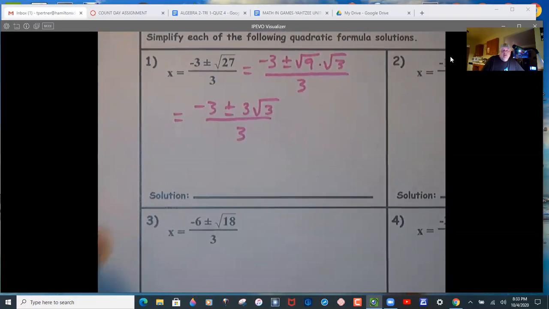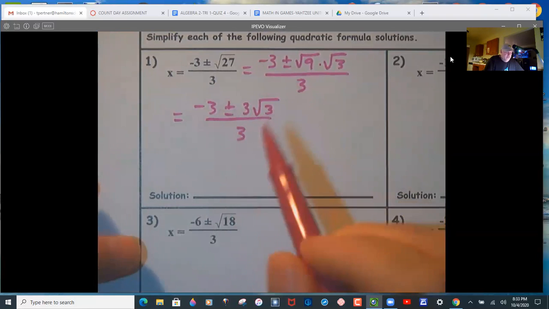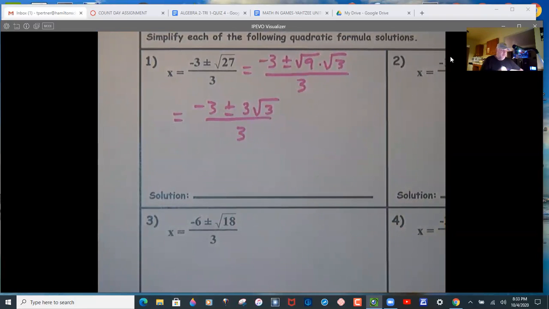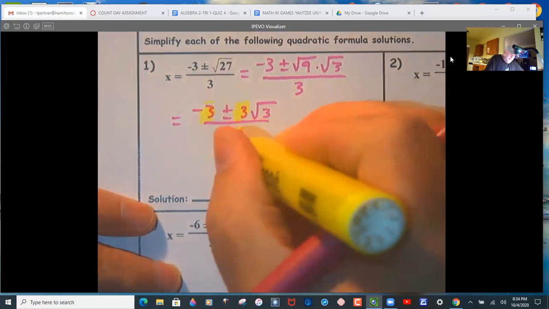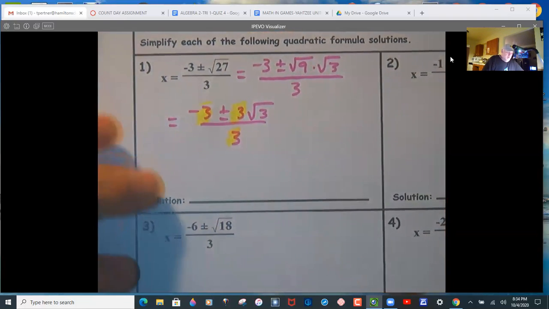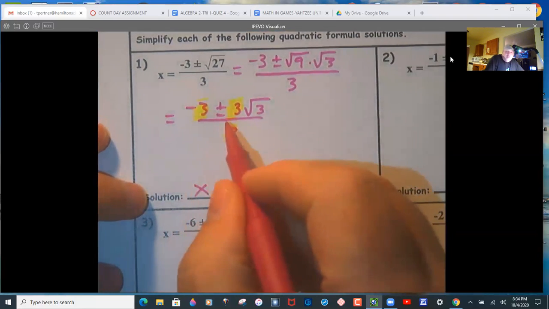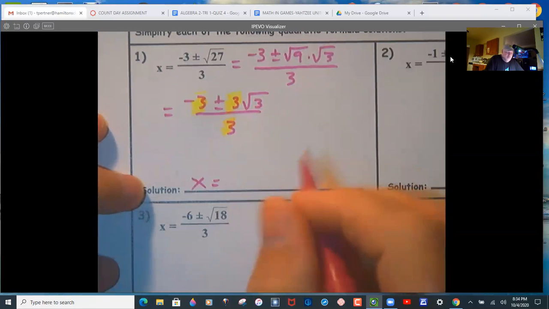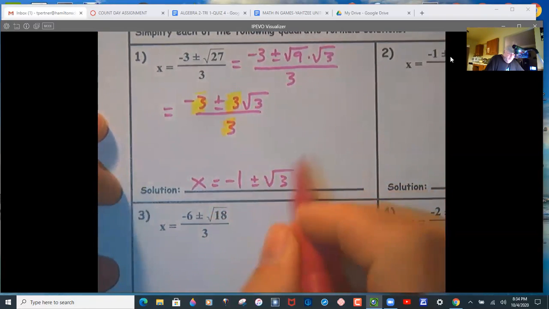And then you simply take that square root, and from there you then divide. Is there a number that will divide through these three values? That's what you're looking at. So obviously 3 will go into all three of those, and you'll end up with -1 plus and minus 1 times the square root of 3 over 1, which is just going to end up being this.